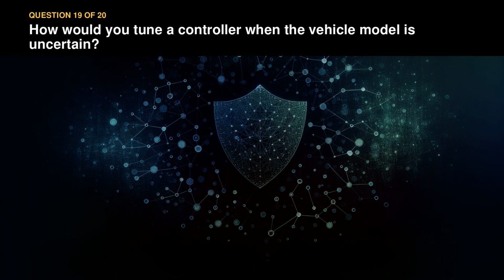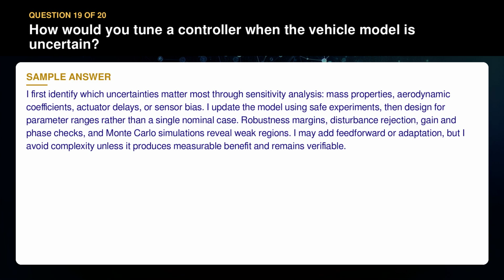Question 19. How would you tune a controller when the vehicle model is uncertain? I first identify which uncertainties matter most through sensitivity analysis: mass properties, aerodynamic coefficients, actuator delays, or sensor bias. I update the model using safe experiments, then design for parameter ranges rather than a single nominal case.